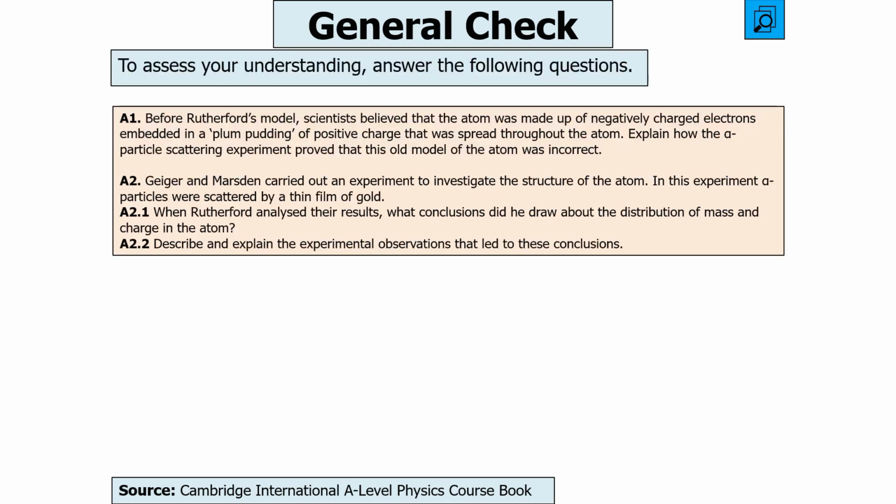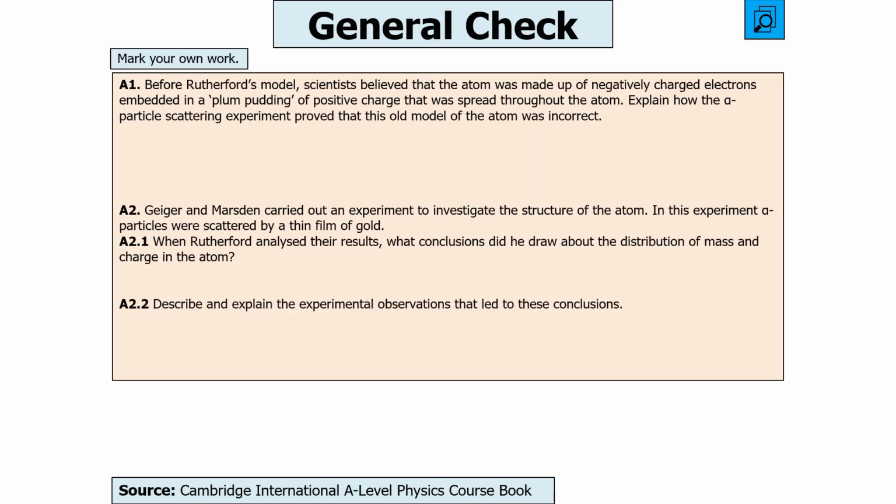The next question says, before Rutherford's model, scientists believed that the atom was made from negatively charged electrons embedded in a plum pudding of positive charge that was spread throughout the atom. Explain how the alpha particle experiment proved that this old model of the atom was incorrect. Then Geiger and Marsden carried out an experiment to investigate the structure of the atom. In this experiment, alpha particles were scattered by a thin film of gold. When Rutherford analysed their results, what conclusion did he draw about the distribution of mass and charge in the atom? Then describe and explain the experimental observations that led to these conclusions. So pause the video now, then unpause the video when you want to go through your answer.